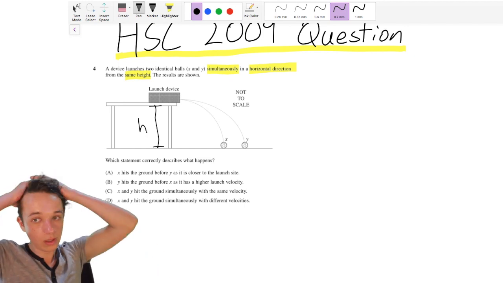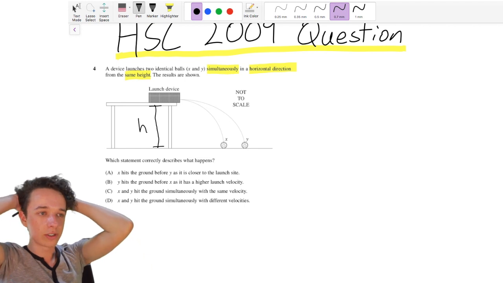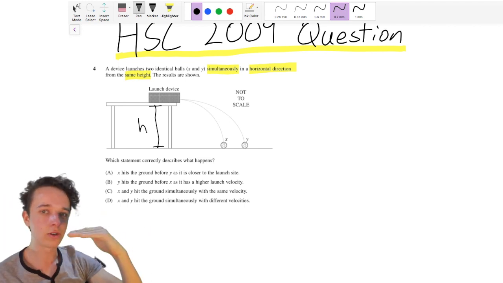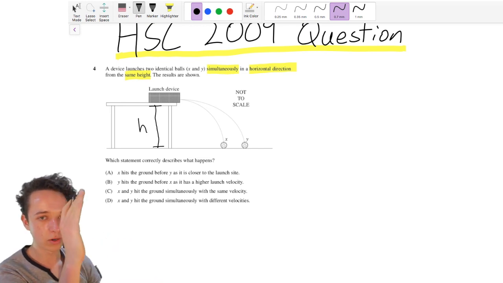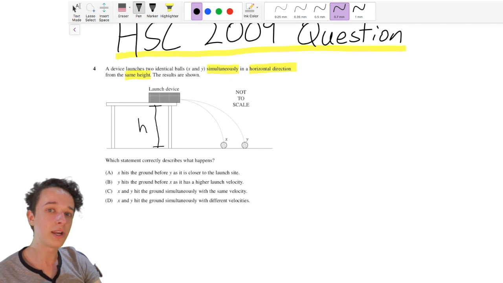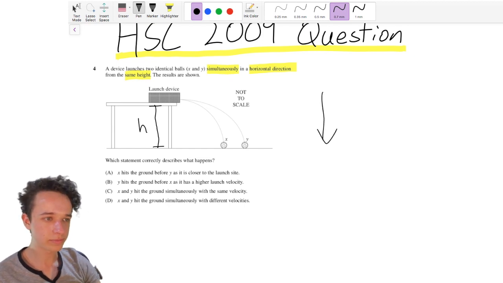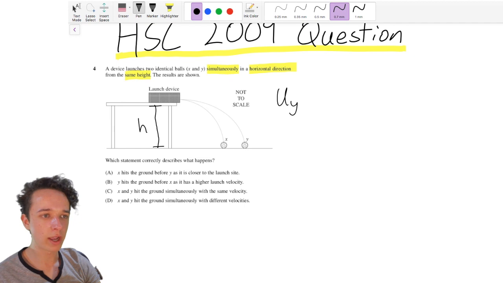So one of the things we know about projectiles, at least projectiles in HSC physics, is that the X component of the projectile's motion is independent of the Y component of the projectile's motion. So when you're analyzing the X component of the motion, it has no bearing on the Y component. And so because both of these projectiles are launched horizontally, they both are launched with an initial velocity in the Y component of 0.